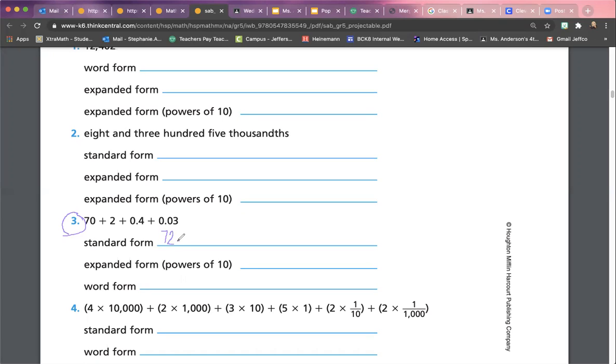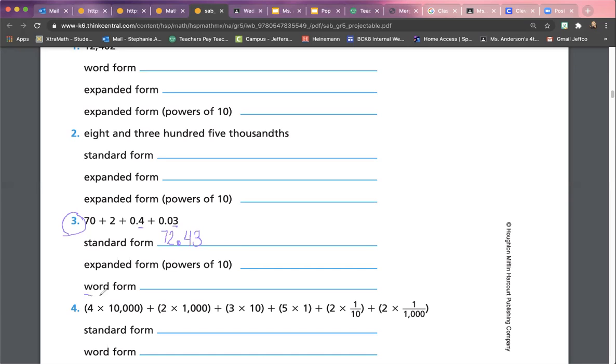And then I need my decimal, because after my ones comes my decimal. I have 4/10 and 3/100. Well, I notice my 4/10 here is right next to my decimal, so I can put it here. And then my 3/100 comes right after my 4/10.